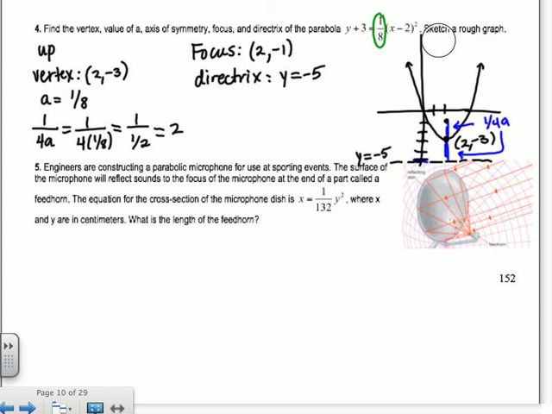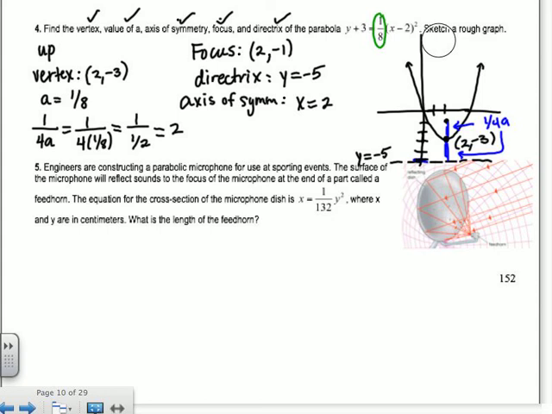Okay, so did we find the vertex? Good. Value of a? Yep. Axis of symmetry? Nope. What's the axis of symmetry? X equals 1. X equals 2. You got it. It's right up and down right here. It goes through x equals 2. Symmetry, focus, directrix, we're good.